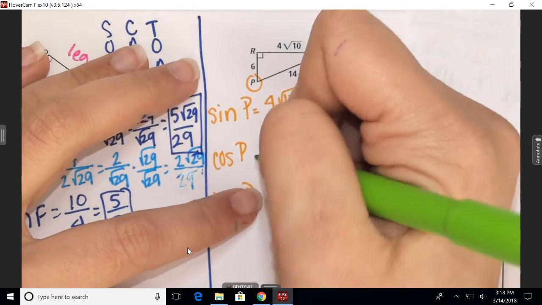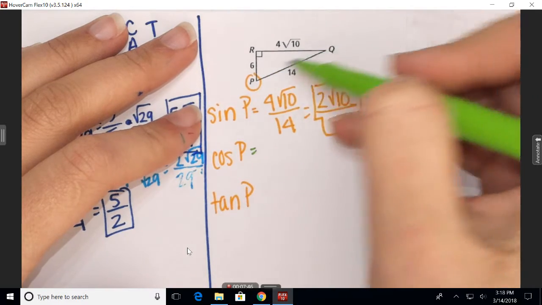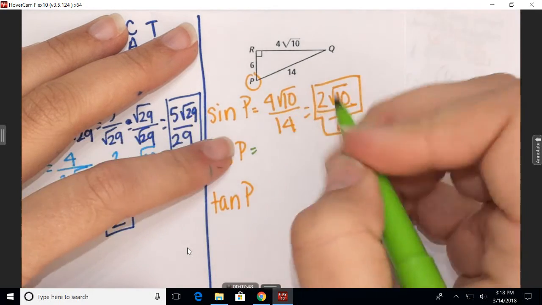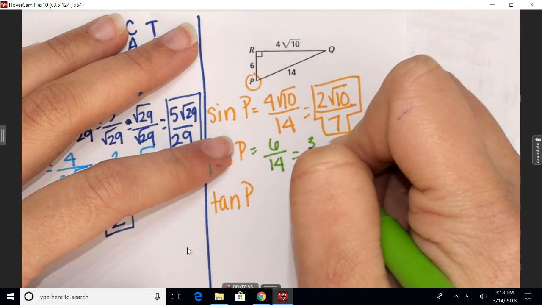Alright, now let's do cosine of P. Cosine of P is the leg adjacent to it, right next to it, and the hypotenuse. So the leg adjacent to P is 6. It's 6 divided by 14, which reduces to 3/7.